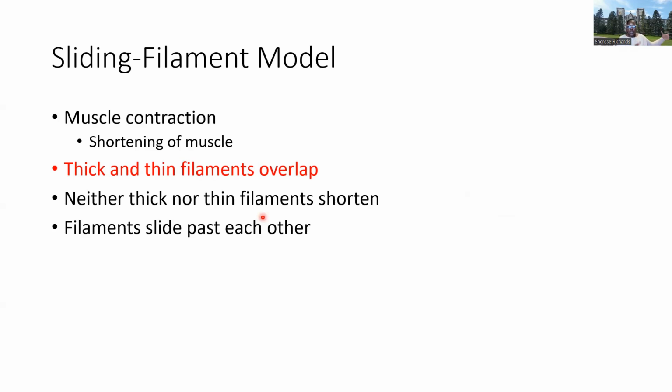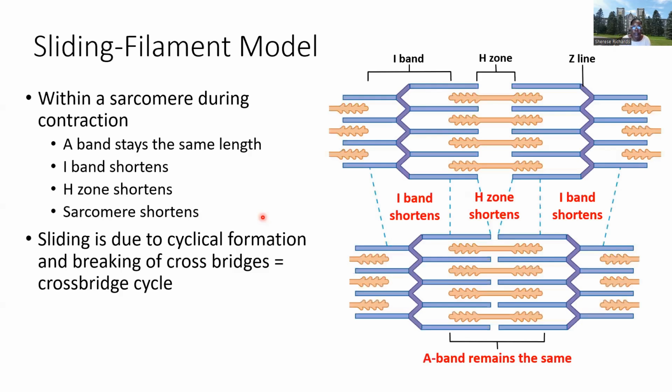When we think about the zoomed out macroscopic picture, the muscle is shortening, but at the level of the sarcomere and the filaments that are there, none of them are really shortening. They're just sliding past each other. And so this is again how we get that sliding filament model. So in the sarcomere, during contraction, the A band is going to remain the exact same length, right? So here's the A band, the region of overlap. Notice how when the muscle is contracted, the A band is the exact same length as it is when the muscle is relaxed.